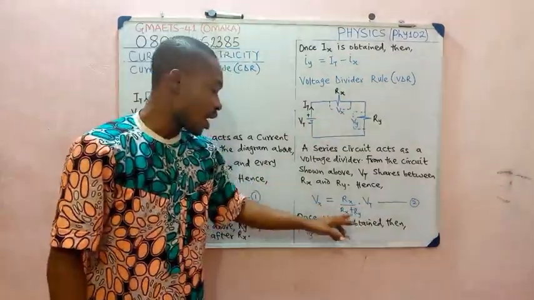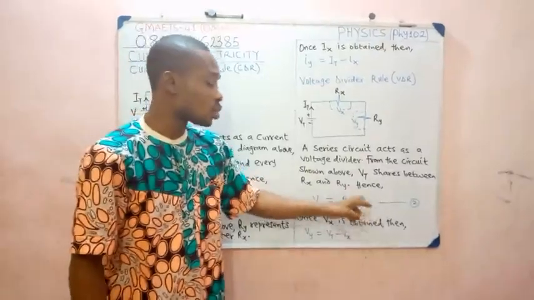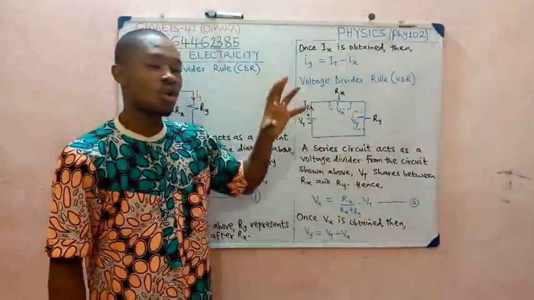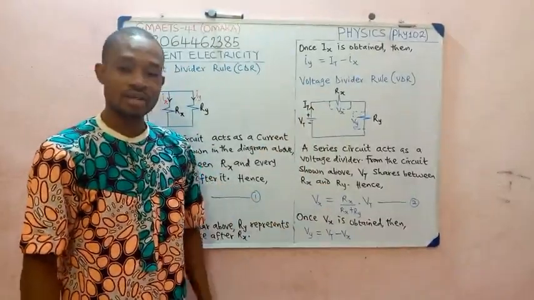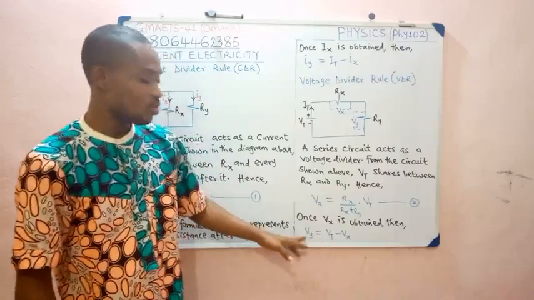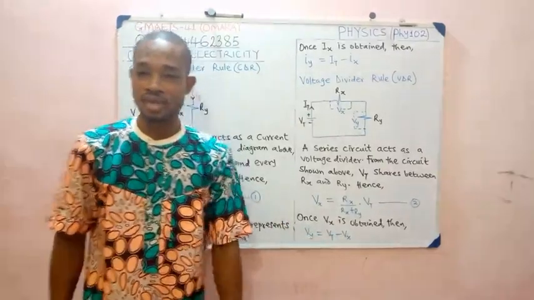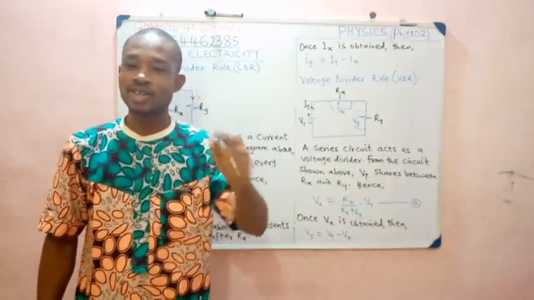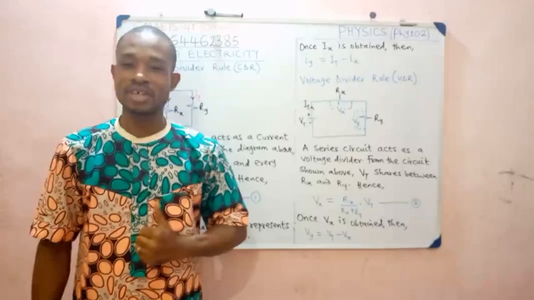Then all over Rx plus Ry. This is the total resistance, multiplied by the total voltage from the source. Once again, Ry here represents all resistors ahead of Rx. Once Vx is obtained, we can now determine the voltage in the resistor Y. Is that okay? So our Vy will now be V total minus Vx. We apply something like this when we're dealing with the conversion of a galvanometer to a voltmeter. Is that so? We're going to see how we solve problems using this formula on the board.